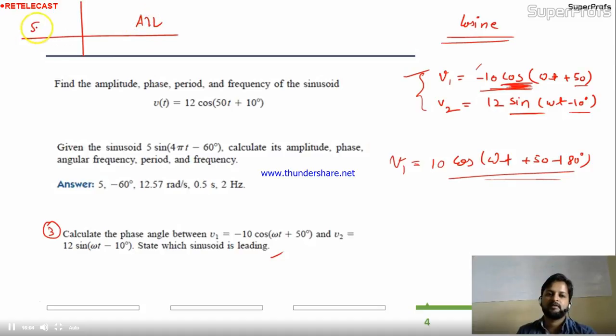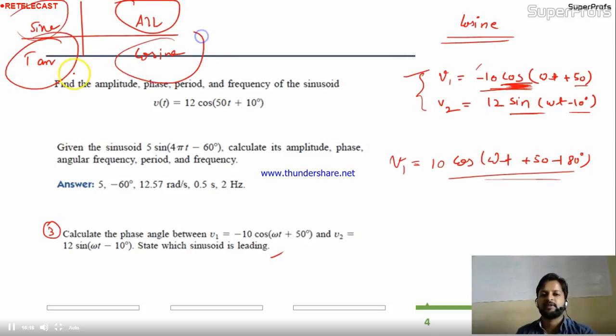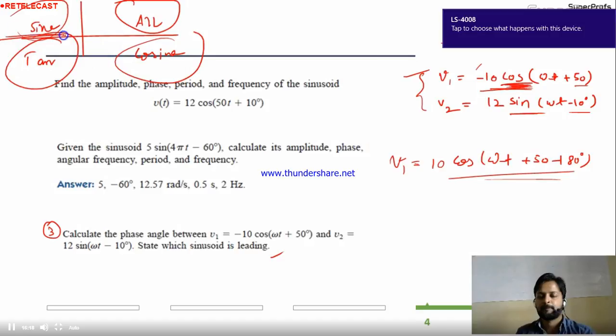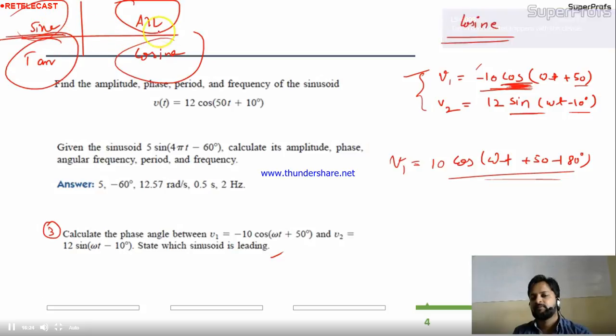In the quadrant diagram, in one quadrant all are positive, in another sine is positive, in another tan is positive, and in another cosine is positive. I'll not go deeper into this, but I'm giving you a hint so you can remember it.